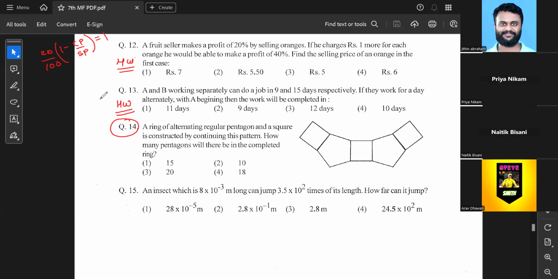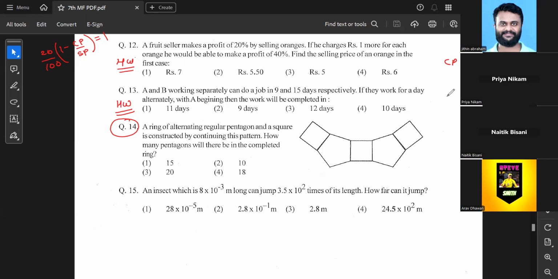Sir, can you tell why 1 minus CP upon SP? Because SP minus CP upon SP is the actual fraction. SP gets cancelled, you will get 1 minus CP upon SP. Okay, sir. Or simple logic, if 1 rupee is the profit, a 20% profit, so if 20% of anything is 1 rupee, then the cost price straight away is 5 rupee. Because 20% of 5 is 1 rupee. I hope you understand this logic.